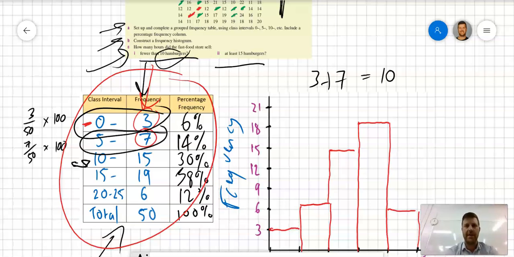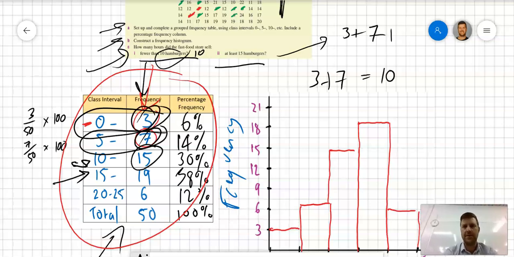And then fewer than 15 hamburgers, so here's the 15 class interval. I'm just going to add that 15 to the 10 I've already got. So for the first, the answer is 10. For this one, my answer will be 3 plus 7 plus 15, which is 25.